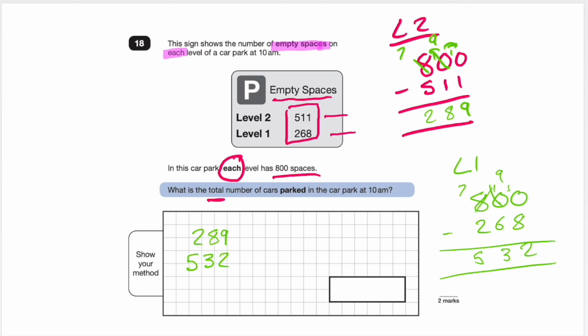But now I'm not finished because it said what is the total number of cars parked in the car park. So now I need to add these together. 9 and 2 is 11. 1 plus 8 is 9 plus my 3 is 12. 1 plus 2 is 3 plus my 5 is 8. So in total there are 821 people parked. And again, look, we have that 2 marks and showing your method. So we kind of know this is going to be a bit of a longer question. So if you're breezing through this and you get a question really quickly, maybe question yourself and just ask, hang on a minute, have I done this right?